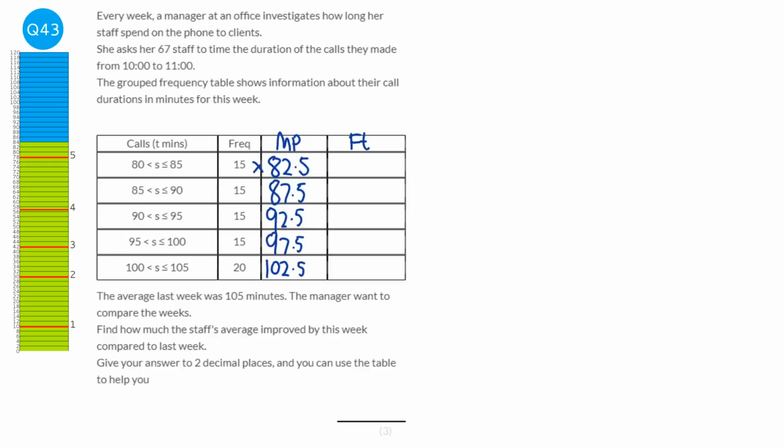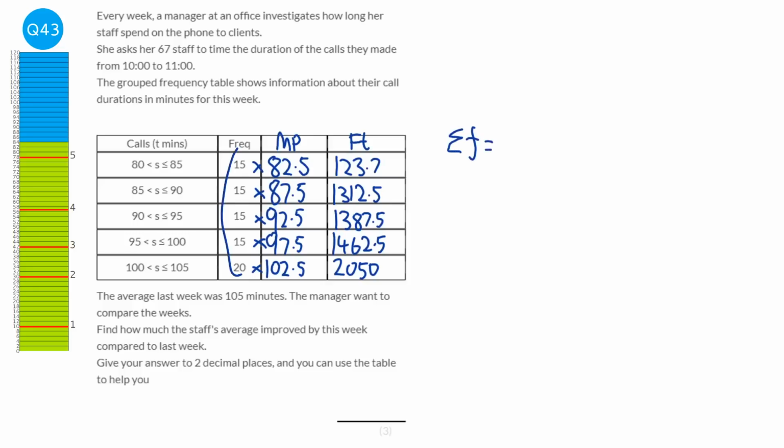So we're going to do 15 times that, which will be 1237.5. And we're just going to keep going and multiplying each of these together. And then finally 2050. Right, next we need to add up the frequencies and add up the FTs. So we're going to have the sum of the frequencies.